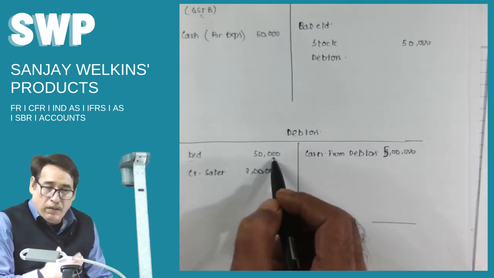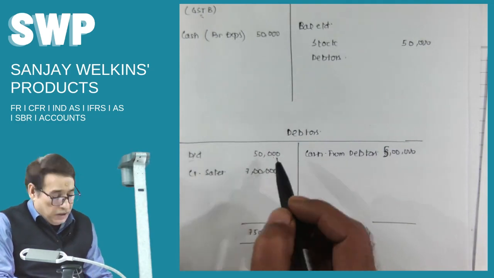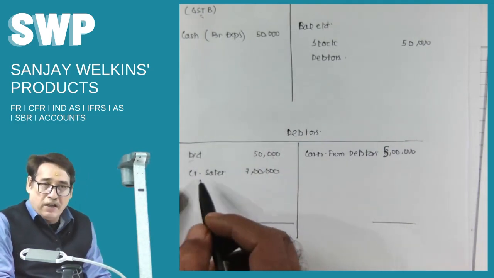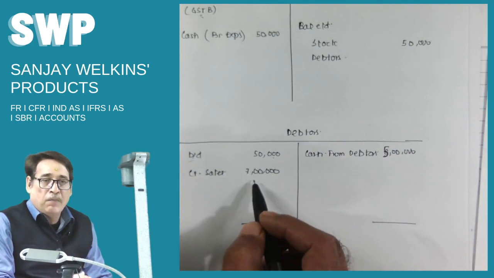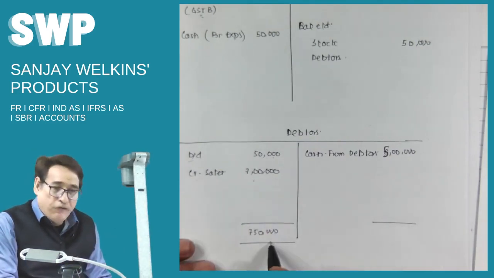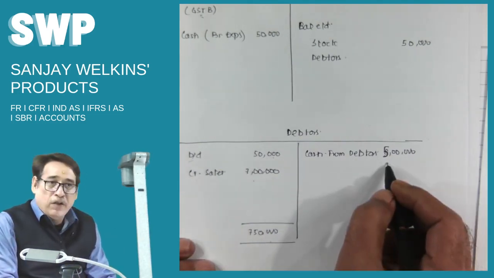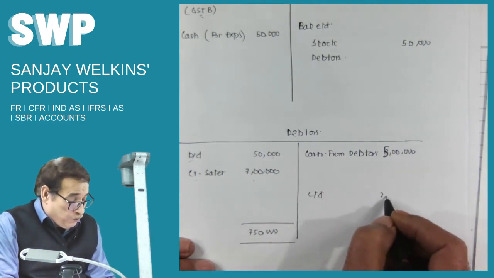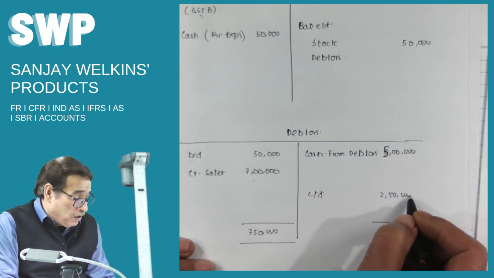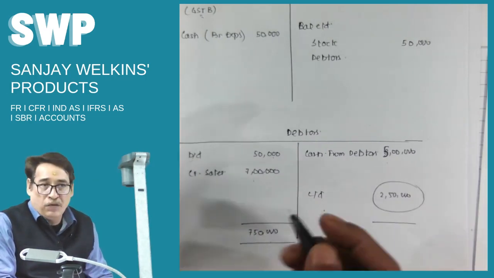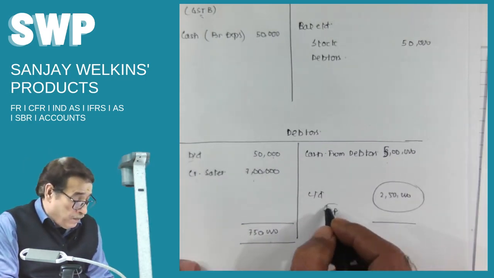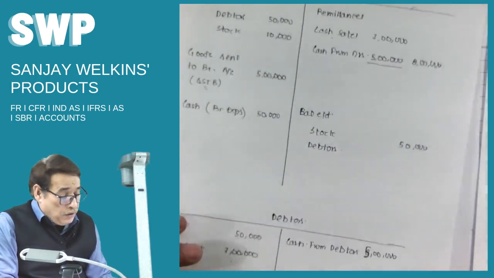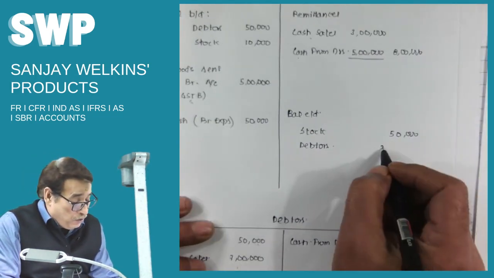50,000 was due in the beginning, and we did credit sales to the tune of 7 lakh. That means the total amount due from debtors is 7,50,000. Out of that, we have received 5 lakhs. So quite obviously, we are still supposed to receive 2,50,000. This is nothing but the closing balance of the debtors, your balancing figure. So the closing balance of debtors, you are going to put towards this side, 2,50,000.